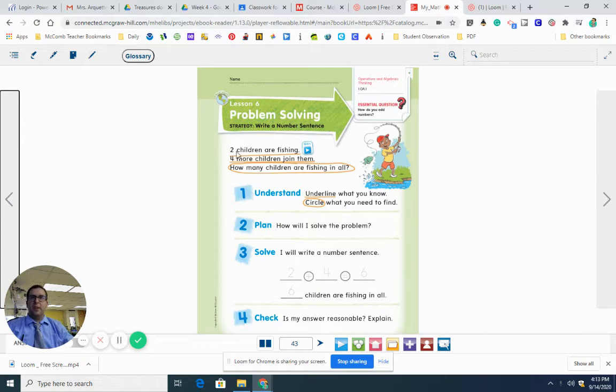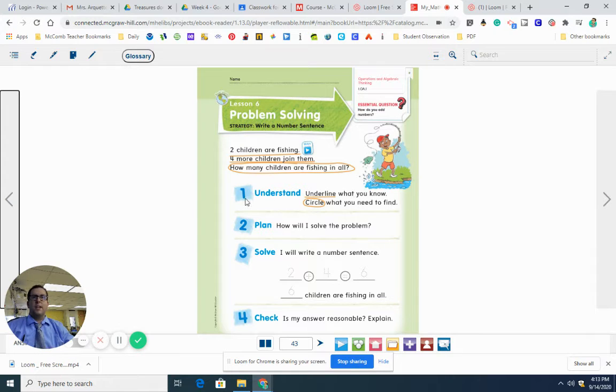So here we go. For the example here, 2 children are fishing. 4 more children join them. How many children are fishing in all? Now, these are some things that we might have been doing already in some other lessons. We're just going to be applying it here.